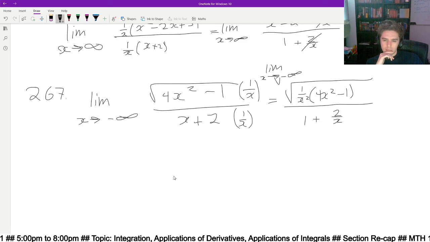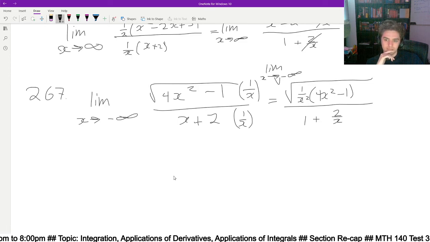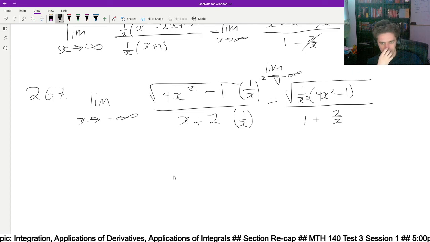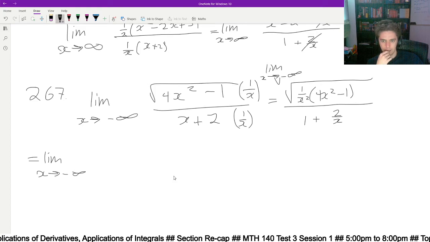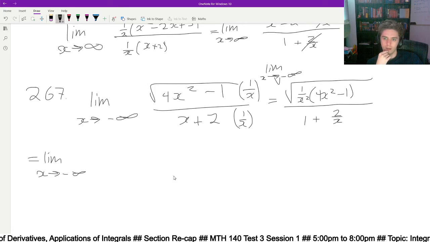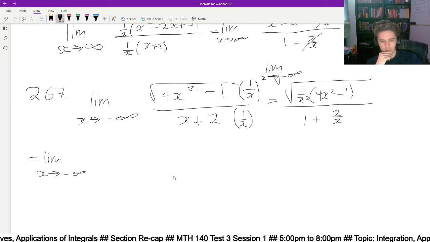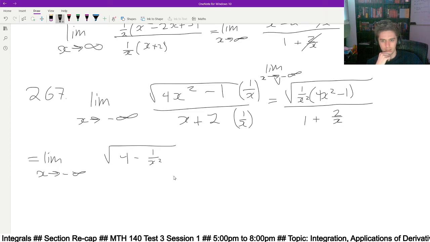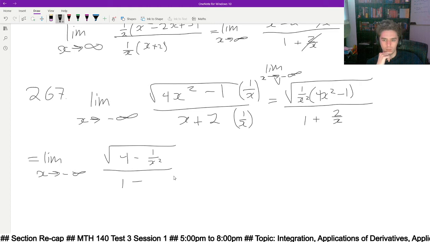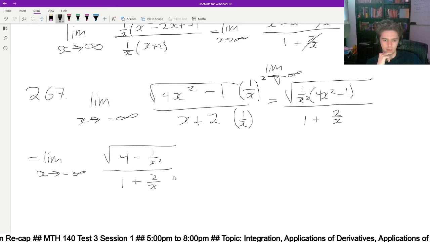Did I make a mistake? Let's see. Limit as x goes to negative infinity. Now this will become 4 minus 1 over x squared. So the square root of 4 minus 1 over x squared over 1 plus 2 over x. Yeah, I did do something wrong.